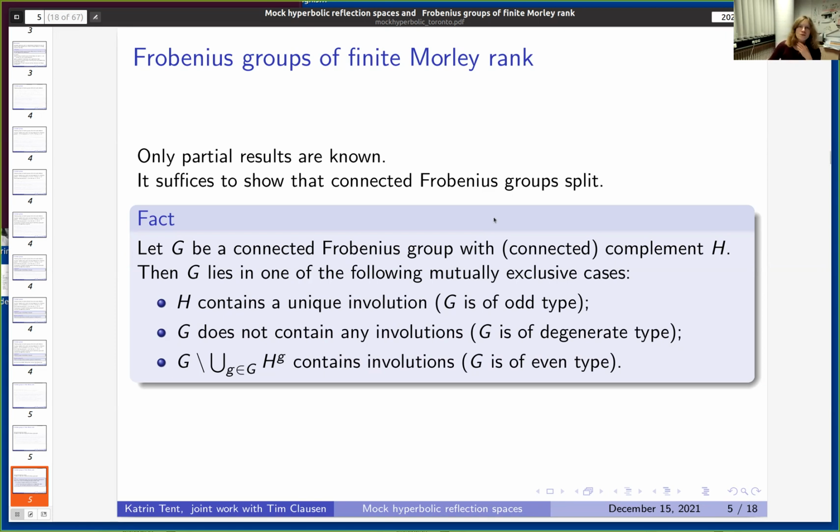But what follows from the setup is that there are 3 types of Frobenius groups as far as the involutions are concerned. You can have an involution in the point stabilizer, which corresponds to the characteristic of the field being odd, and in this case you call the group of odd type. G could not contain any involutions, then it's called degenerate type, or the fixed point free element could contain involutions, and that corresponds to the even type. Now, the even type groups of finite Morley rank are more or less classified, so that leaves the odd and the degenerate type to look at.